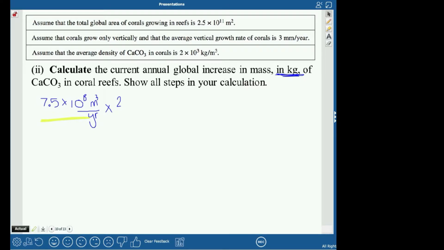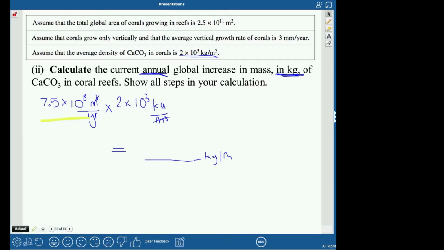So what I'm going to do is, I know that I need my answer in kilograms per year, because it's annual. So I have my meters cubed per year, and then I have this 2 times 10 to the 3 kilograms per meters cubed. If I put these together, I should be able to get rid of my meters units and just keep kilograms and years, which is what I want my answer to be in. This way I'm going to lose my meters, which I don't want, and have an answer in kilograms per year, which I do want. And then I can just do my math.